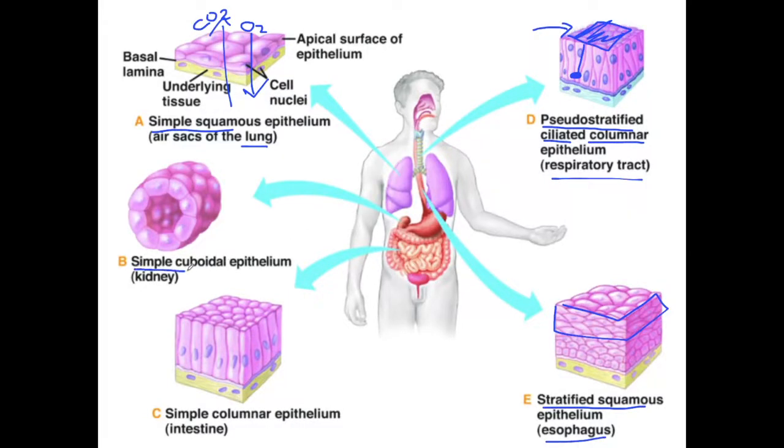Then we have simple cuboidal. We're going to find that in the nephron at the proximal convoluted tubule or the distal convoluted tubule. And you can see here, here's the actual tube, and then these are just one cell layer thick of cuboidal cells. And each of them have a nucleus, of course. And then on the bottom left, we have simple columnar epithelium. These are found in the GI tract, especially of the intestine, and typically you'll have microvilli on the top of these to absorb nutrients.